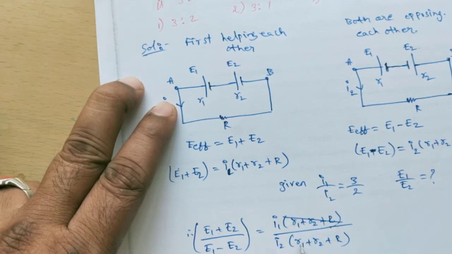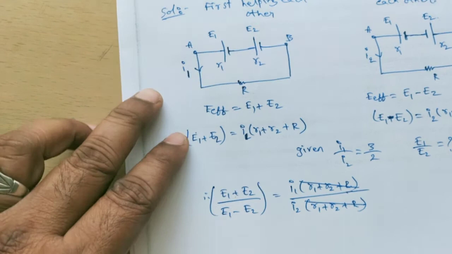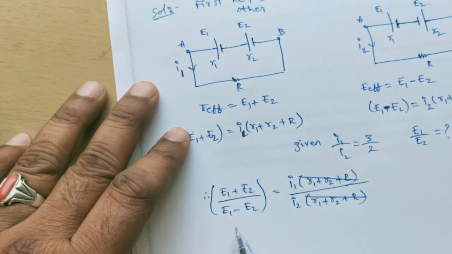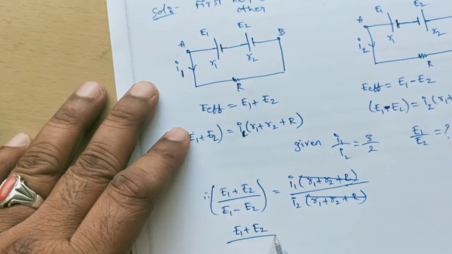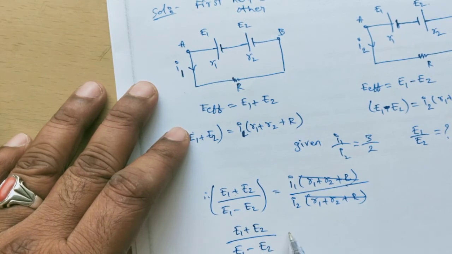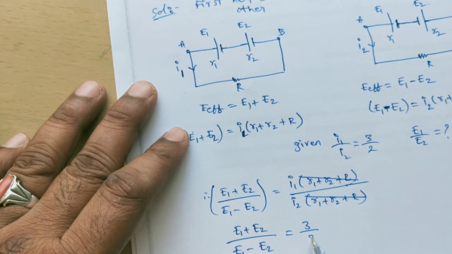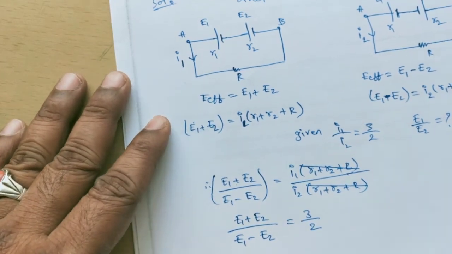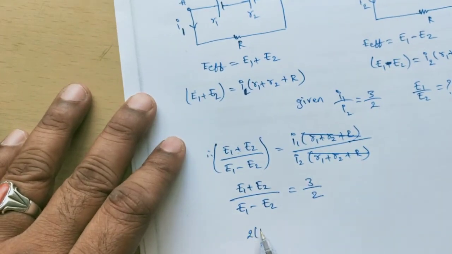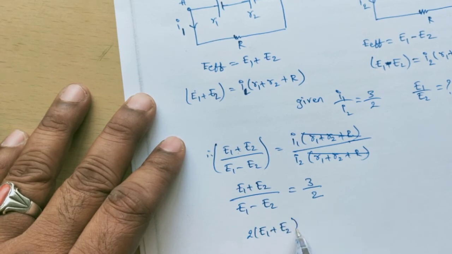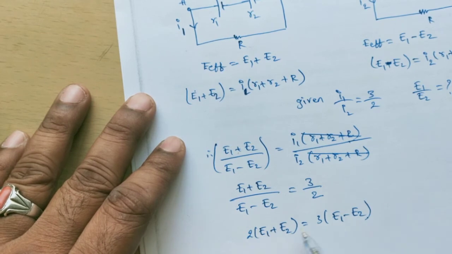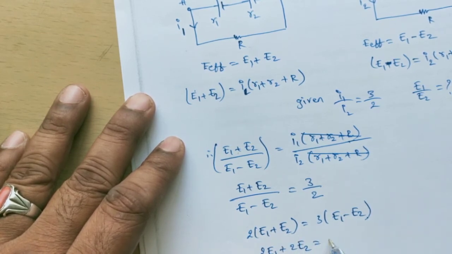So this one and this one are cancelled here. We will get (E1 + E2)/(E1 − E2) = I1/I2. The ratio present is 3 by 2. So on cross multiplication, 2(E1 + E2) = 3(E1 − E2). Expanding, 2E1 + 2E2 = 3E1 − 3E2.